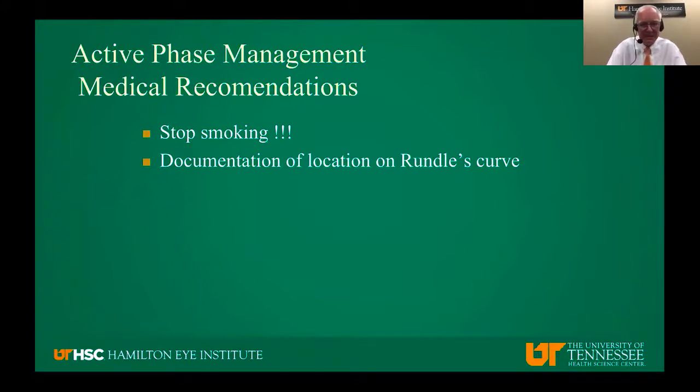So active phase management, for me, is to stop their smoking, because that will change things. Look at the other risk factors, whether it's the statins, if they've got it, selenium, and then begin the documentation of the location on Rundle's curve. Most of these people do not come in with acute optic nerve compression. They come in with the other subsequent or associated findings, whether it's lid retraction or mild proptosis.